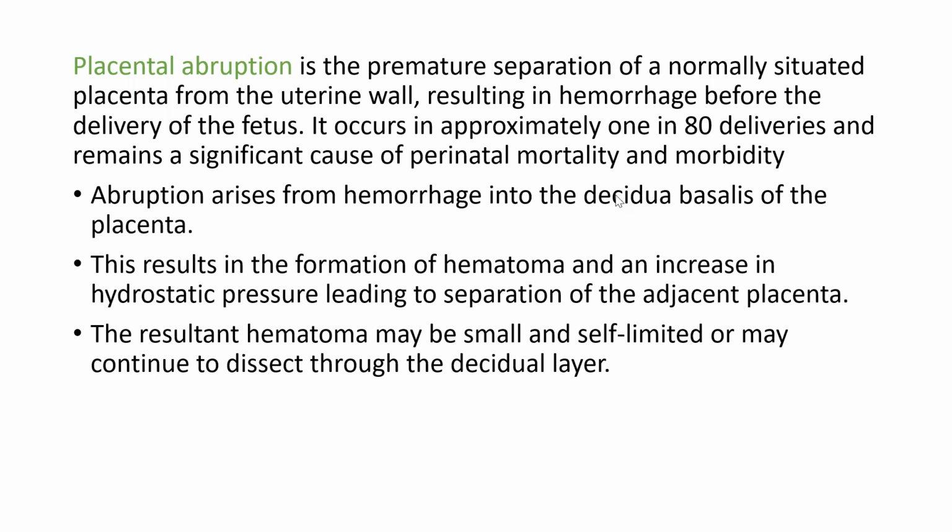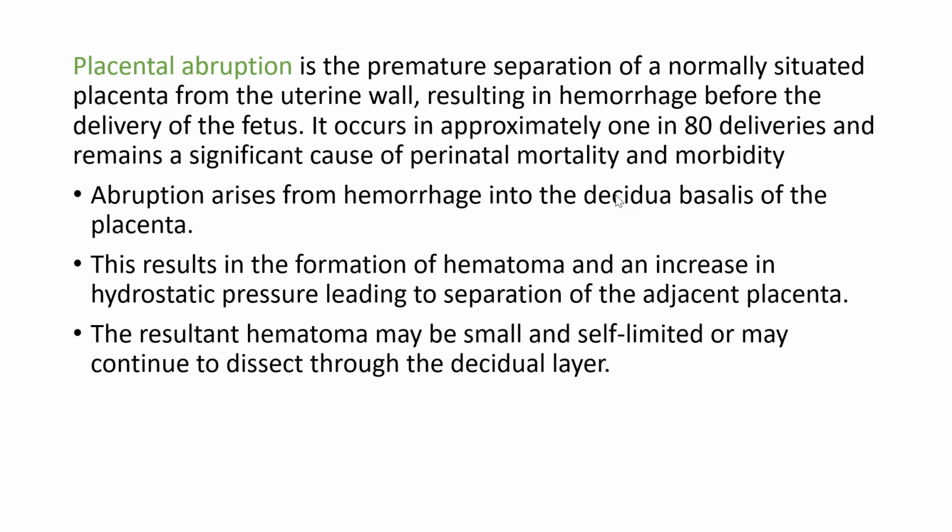So what is placental abruption? It is the premature separation of a normally situated placenta from the uterine wall. What happens in placenta previa? There is a low-lying placenta. The placenta is coming till the os or within the lower margin of the lower uterine segment, or covering the os. So there is abnormal placement of the placenta in placenta previa, but in abruption there is a normally situated placenta.